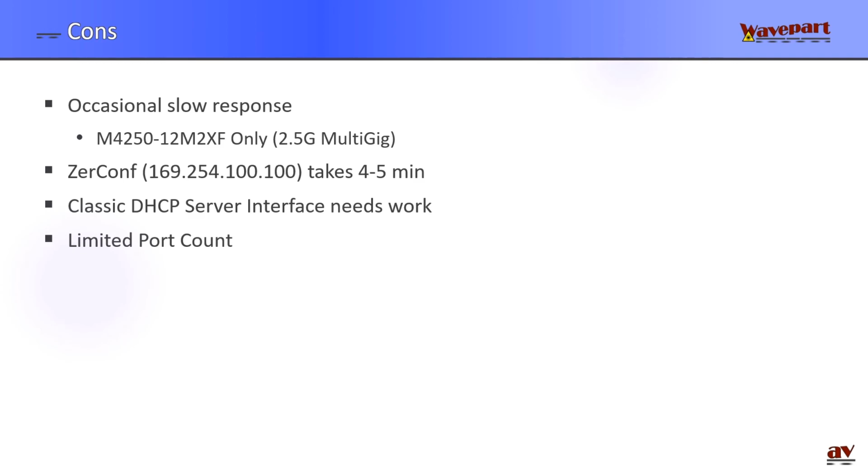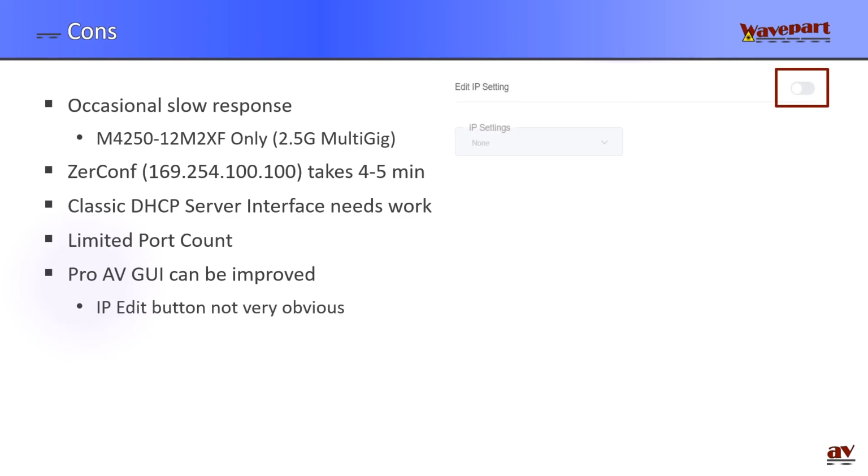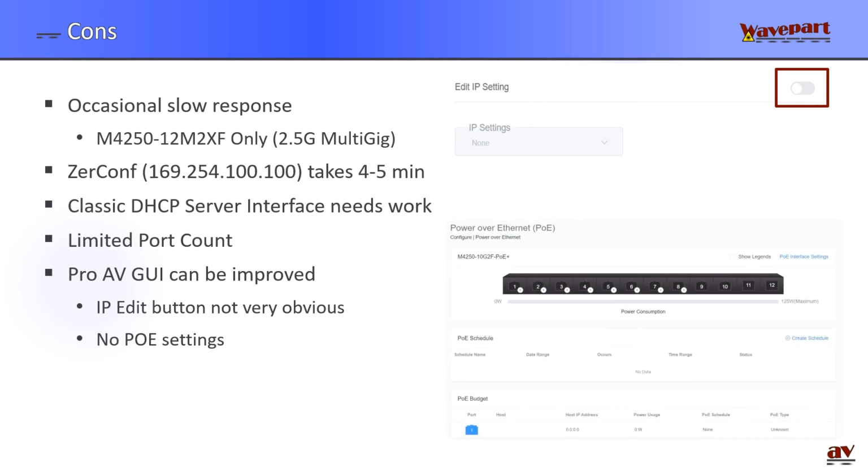The maximum number of ports in the M4250 series is 16 on a single switch. A higher port count would be welcome. The ProAV GUI can be improved. The IP edit button all the way to the right, grayed out, is not very obvious. There are no power over Ethernet settings in the ProAV GUI. At least there weren't, because in the latest firmware this was implemented. So we can scrap that one from our list.